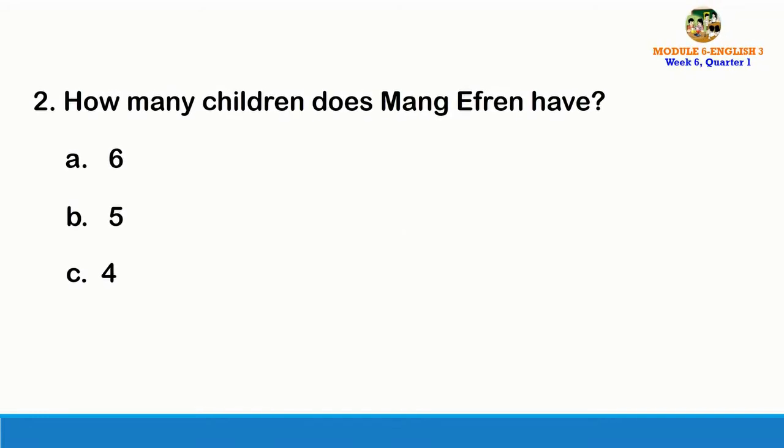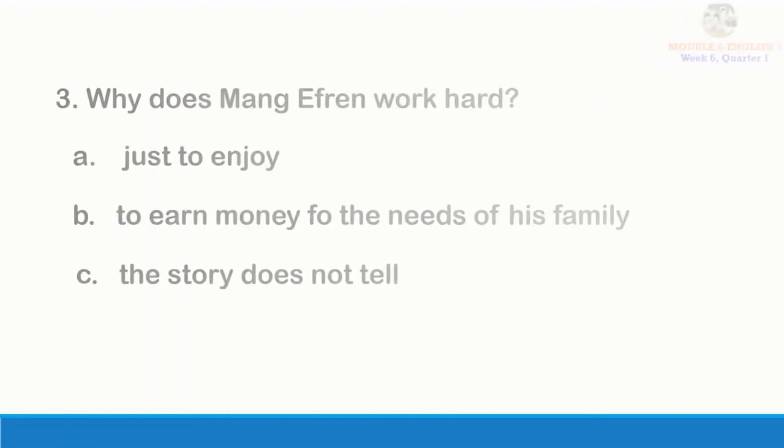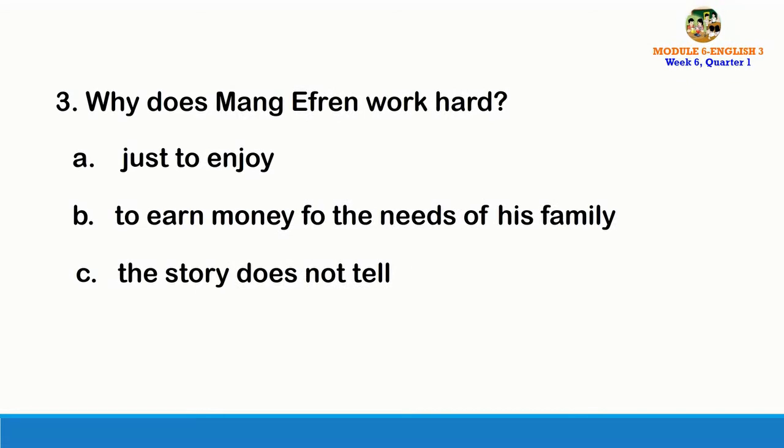Number 2. How many children does Mang Efren have? A. 6, B. 5, C. 4. The correct answer is letter A, 6 children. Number 3. Why does Mang Efren work hard? A. Just to enjoy, B. To earn money for the needs of his family, C. The story does not tell. The correct answer is letter B, to earn money for the needs of his family.